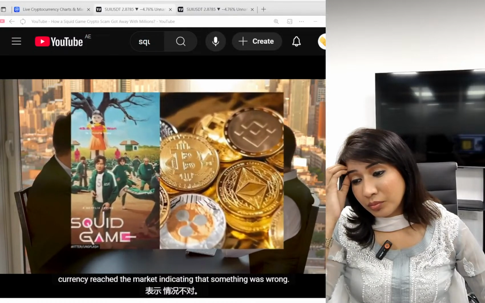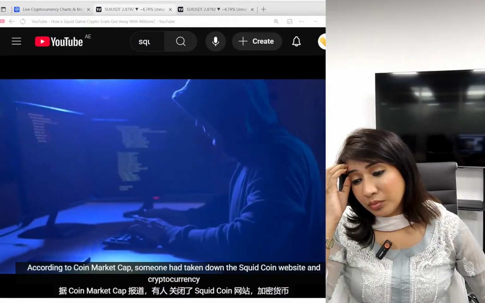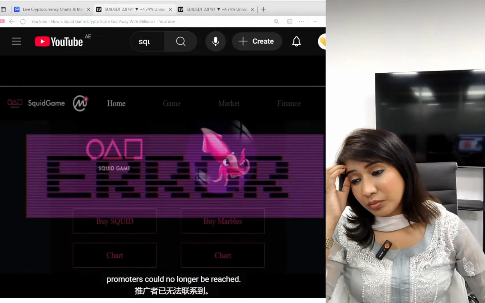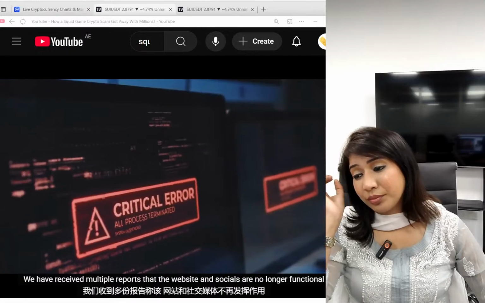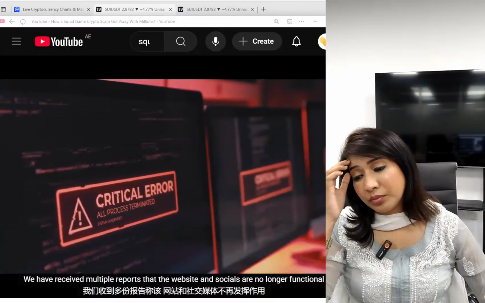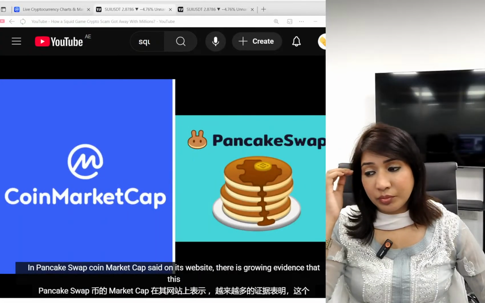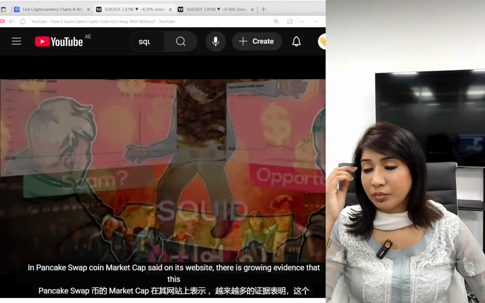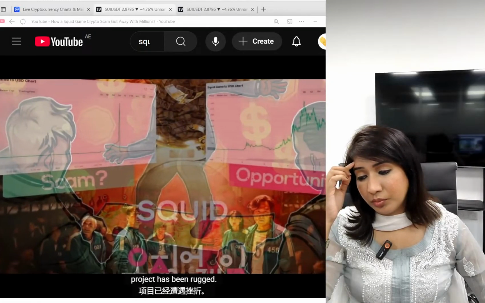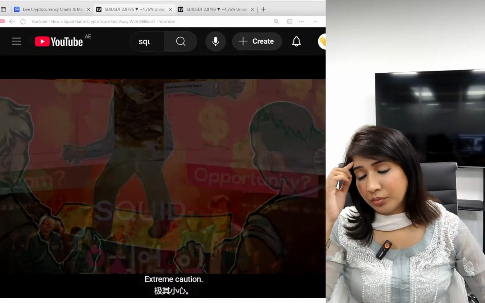that something was wrong. According to CoinMarketCap, someone had taken down the Squid Coin website, and cryptocurrency promoters could no longer be reached. "We have received multiple reports that the website and socials are no longer functional, and users are not able to sell this token in PancakeSwap," CoinMarketCap said on its website. "There is growing evidence that this project has been rugged. Please do your own due diligence and exercise extreme caution."